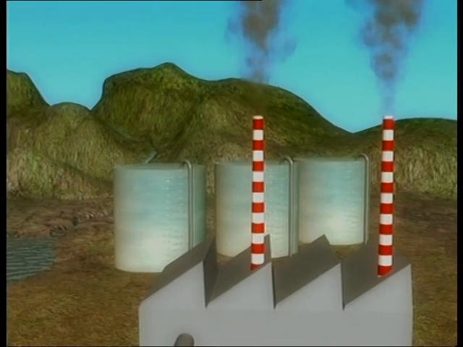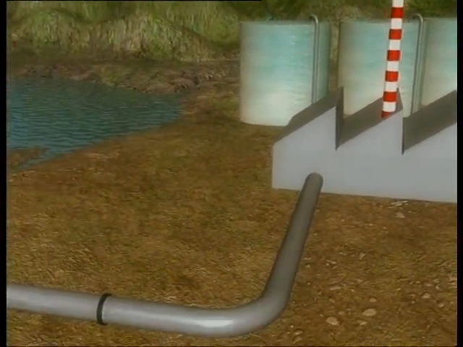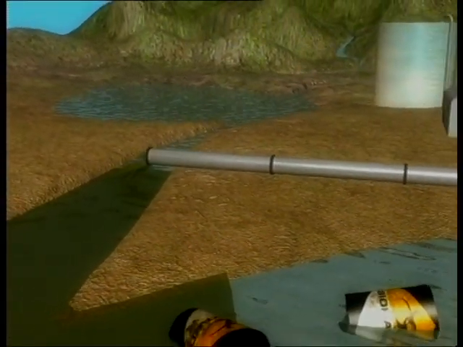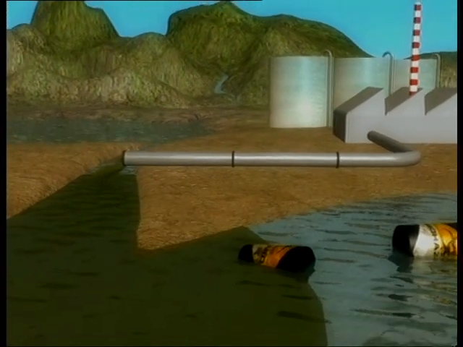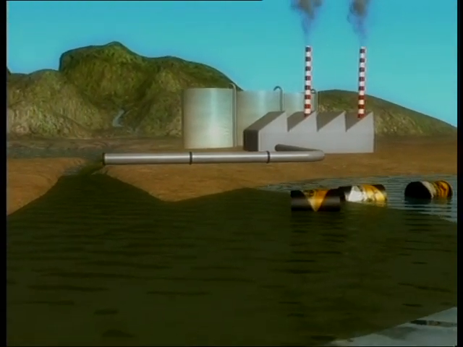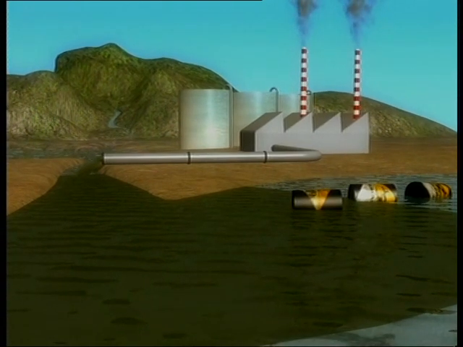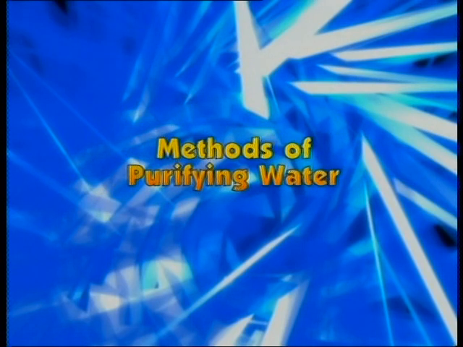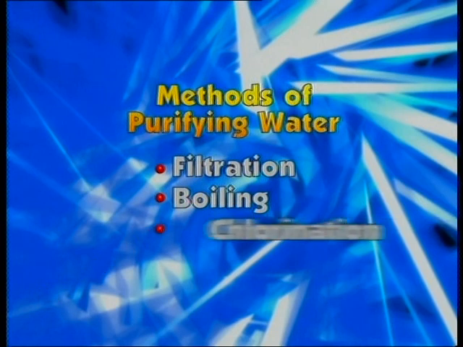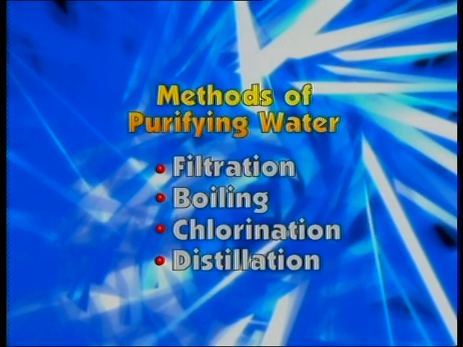The growth of industry invites pollution. When pollution comes, water becomes contaminated. Water purification is much needed to combat the contaminants in our water so that it is safe to drink and use. The methods of purifying water are filtration, boiling, chlorination, and distillation.